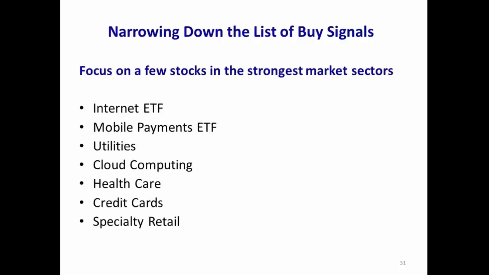So what we like to do to narrow down that list of buy signals, we like to focus on a few stocks in the strongest market sectors, and that allows us to narrow down that list. And right now, we're focusing on the Internet ETF, mobile payments ETF, utilities, cloud computing, healthcare, credit cards, and specialty retail. So we look to buy stocks in these sectors when they're on a PowerTrend buy signal.